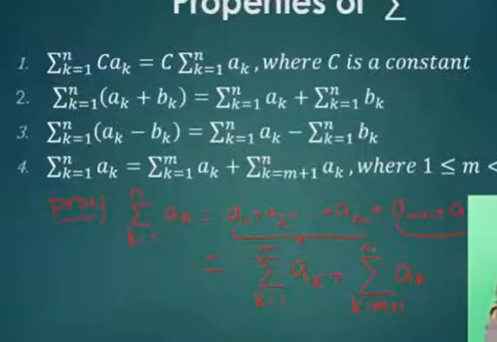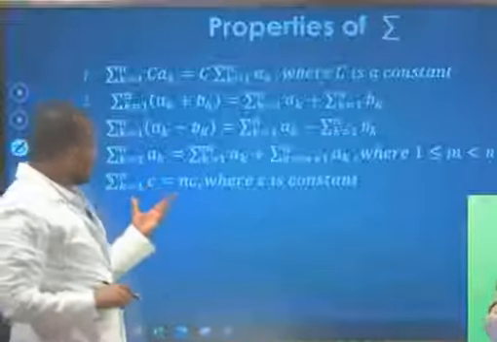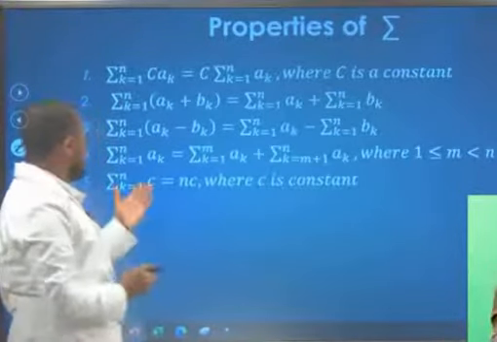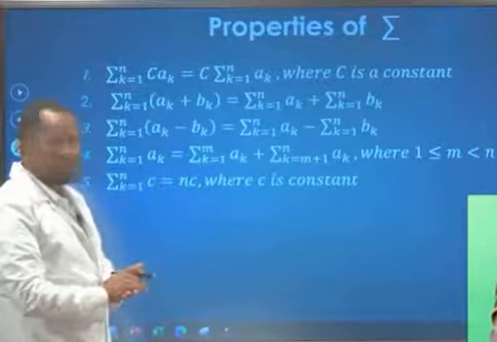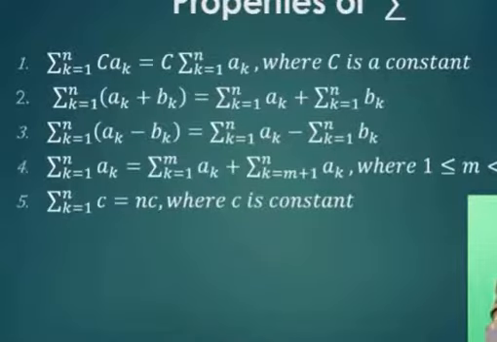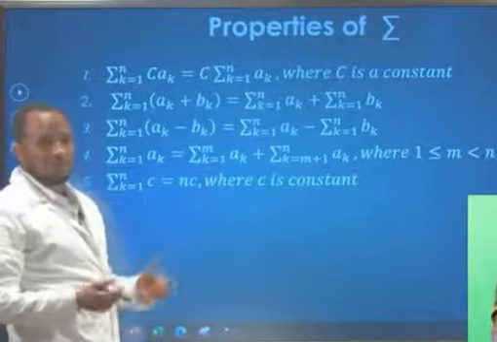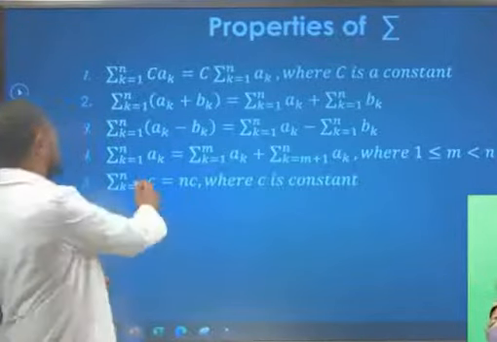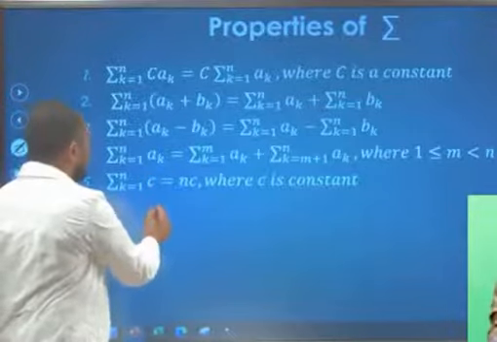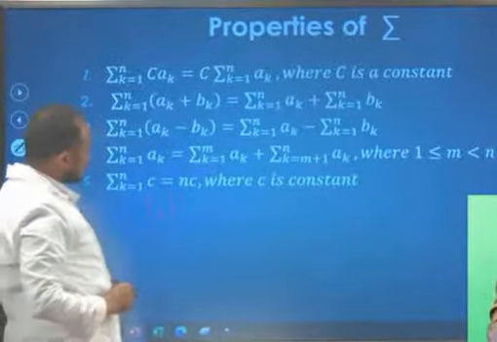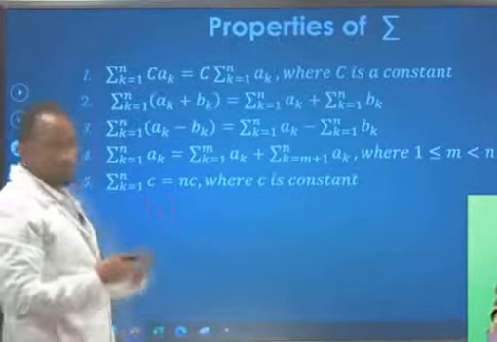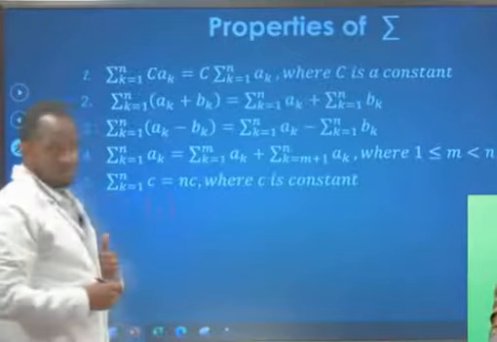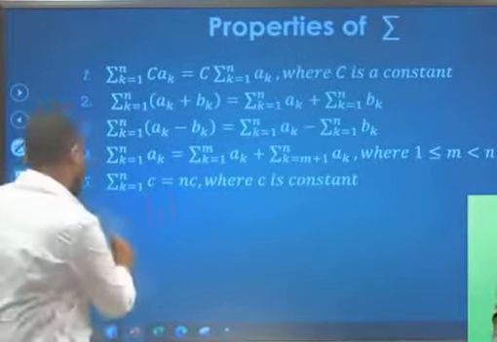Now let's proceed to the other property of summation notation. The next property is the summation of c where K starts from 1 up to n, given by nc. By the way, the general term of this sequence is c. It's a constant. This means the first term is c, second term is c, all terms are c. So now let's try to add these terms starting from the first term. Let's proceed to the proof.